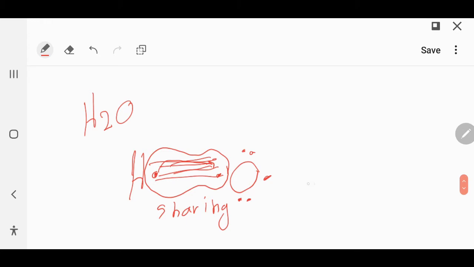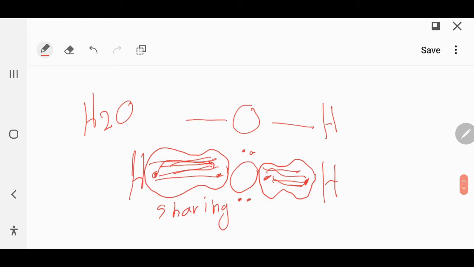So hydrogen will be stable, and oxygen will react with another hydrogen atom and share another electron with that hydrogen atom. So finally we will have H2O. So this is a covalent bond.